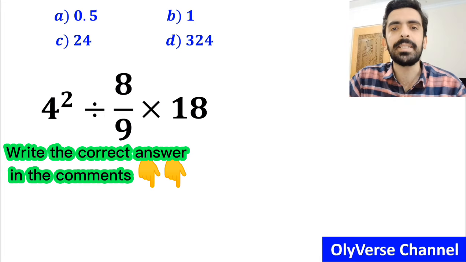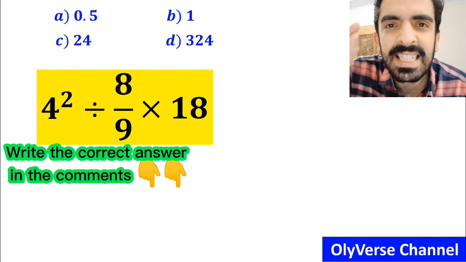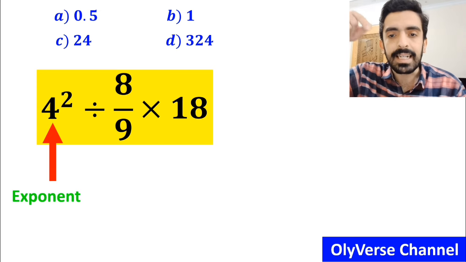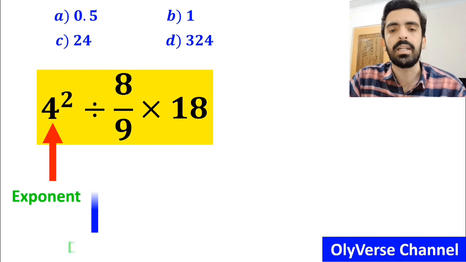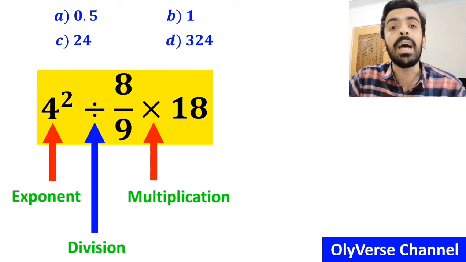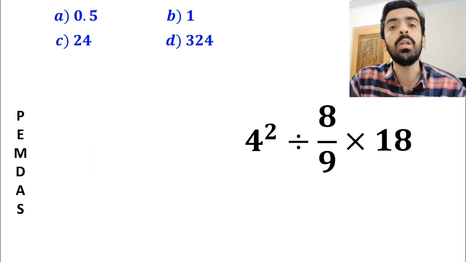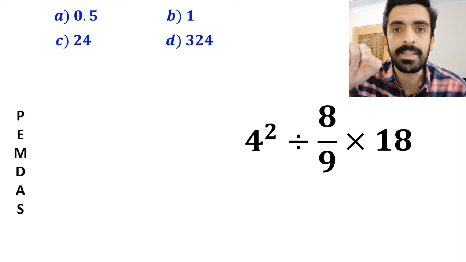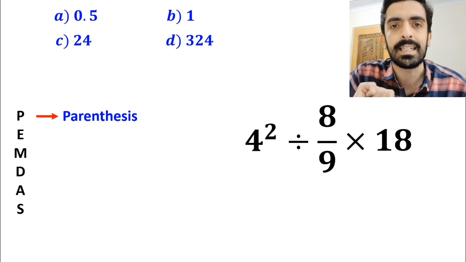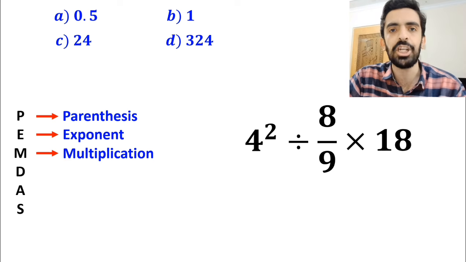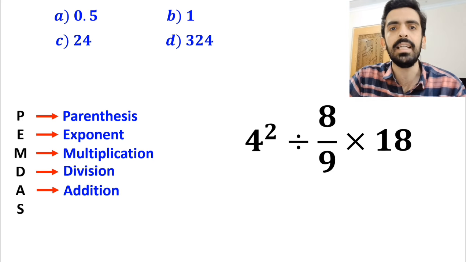Alright, now let's go step by step together and show you how to solve this expression properly. As you can see on the screen, in this expression, first we have an exponent, then a division sign, and finally a multiplication. To solve this question, we must follow the PEMDAS rule. In this rule, P stands for parentheses, E stands for exponent, M stands for multiplication, D stands for division, A stands for addition, and S stands for subtraction.